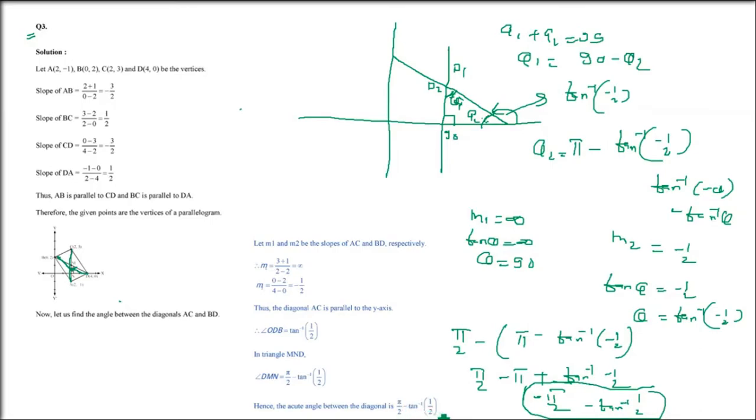So it's minus pi by 2 minus tan inverse half. So just add a minus also here. This is question number 4. Find the angle between the line joining the points (2, 0), (0, 3) and the line x plus y equals 1.